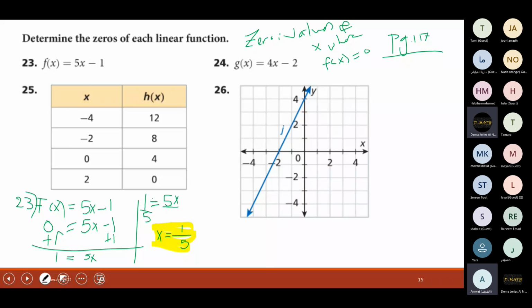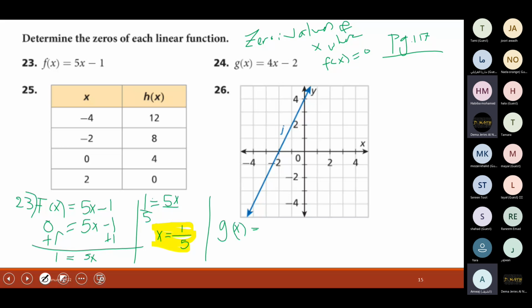Is it clear? Yes. Yes, teacher, could I use number 24? Yes, Habiba. In number 24 here, we have the same thing. We have a function, and we're going to find the 0 of the function. Let's find now g of x.